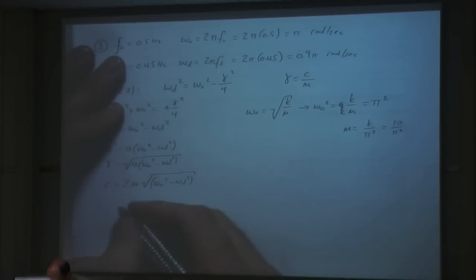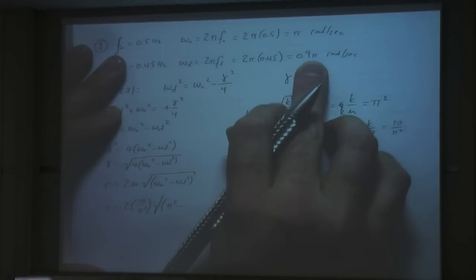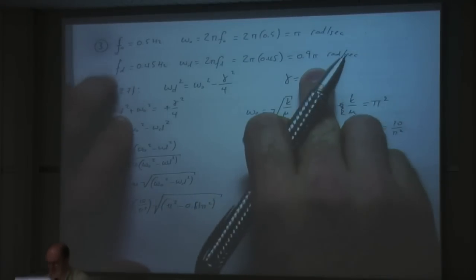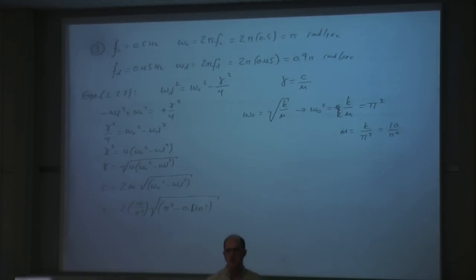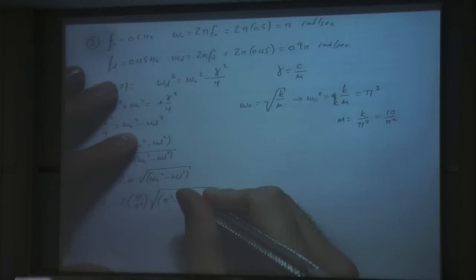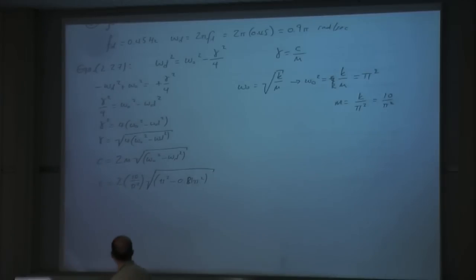So let's plug in the numbers into here. 2 times 10 divided by pi squared, times the square root of pi squared minus 0.9 pi squared. 0.9 squared is 0.81, and pi becomes pi squared. That's an 8, by the way, if you're having trouble reading my writing, apologies. So there's our values in, and in this form we can then stick that into our calculator.